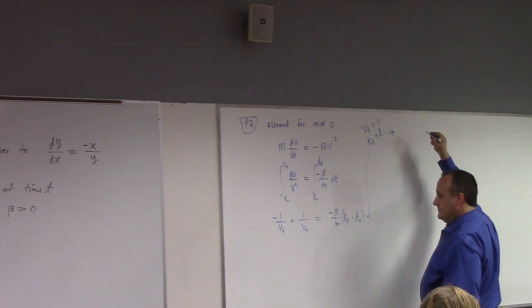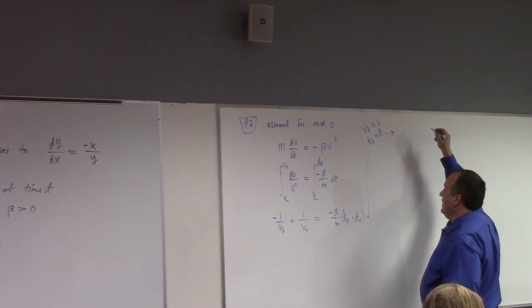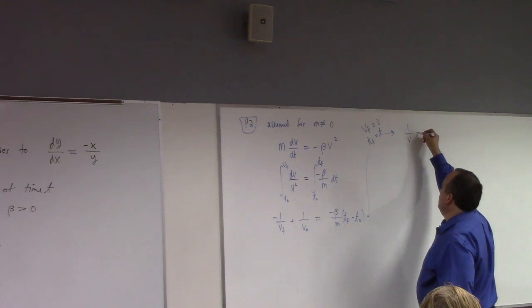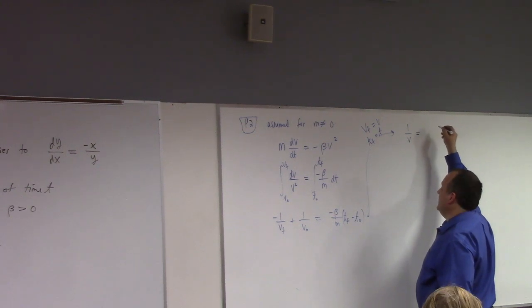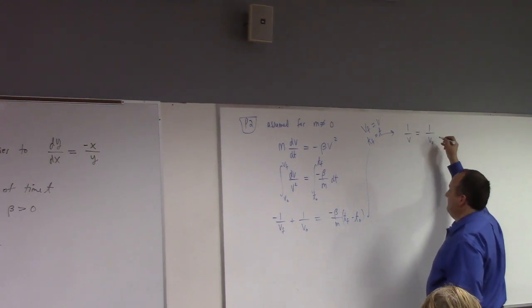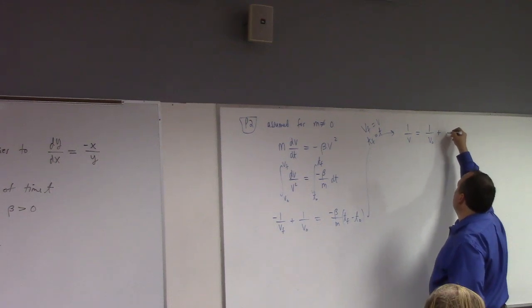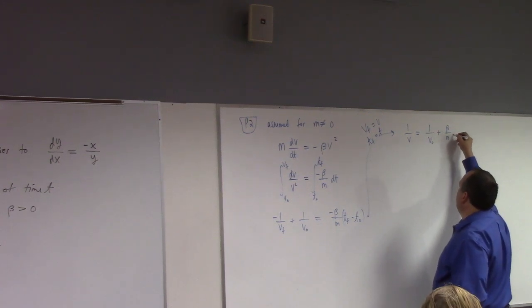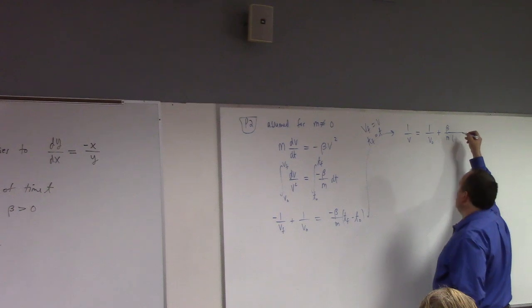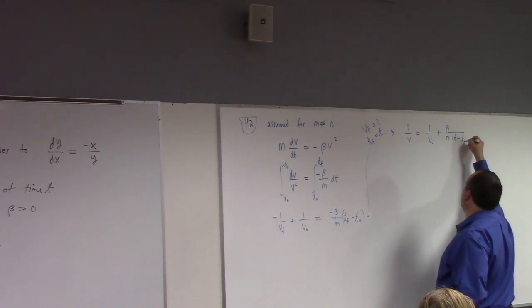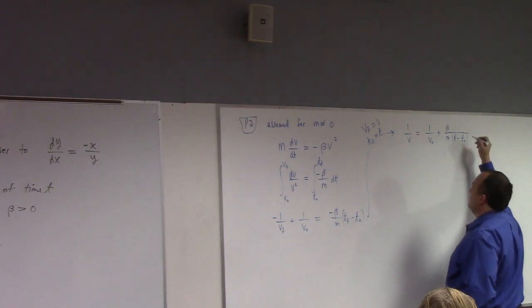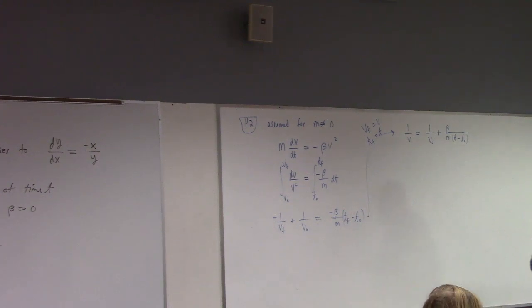And yeah, so that gives me 1 over v is equal to 1 over v naught plus beta over m times (t minus t naught), I think. I gotta be careful. And let me take a step back here and think about my signs.